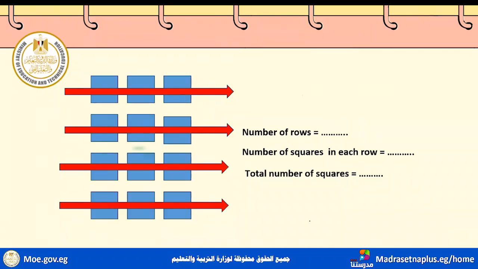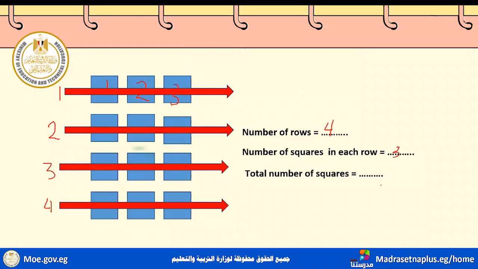So how many squares in each row? Question number 1, how many rows? 1, 2, 3, and 4. How many squares are in each row? 1, 2, 3. Row number 1, second row, third row, and fourth row. Each row has 1, 2, 3 squares. So the number of rows equals 4. The number of squares in each row equals 3.